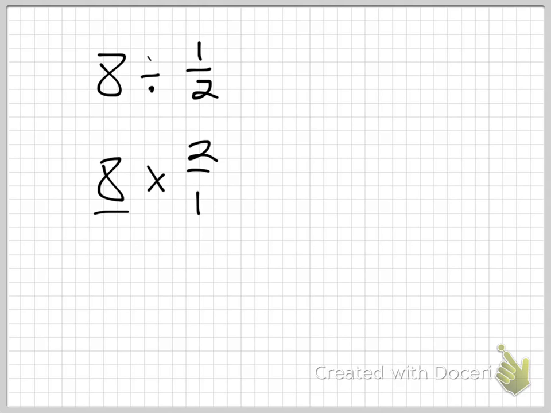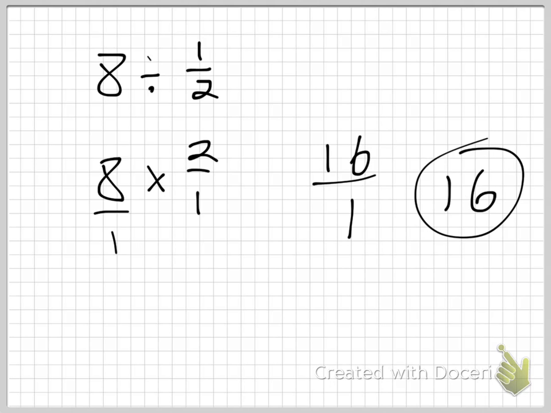Let me give you one more type of question that you could get. What about this? What do I do here? Nothing changes. How do I divide that fraction? You don't. It's 8 times the reciprocal, 2 over 1, which is 8 over 1 times 2 over 1, which is 16 over 1, which is just 16.